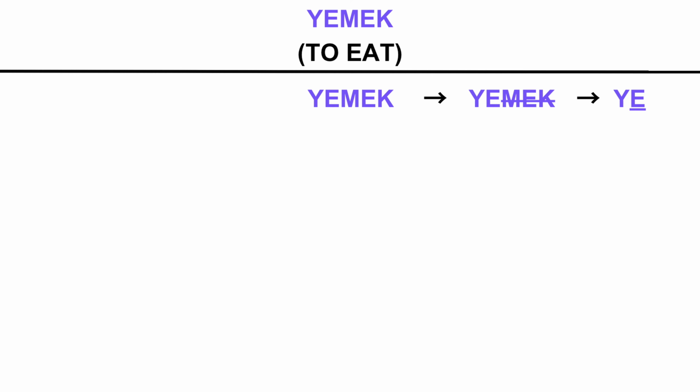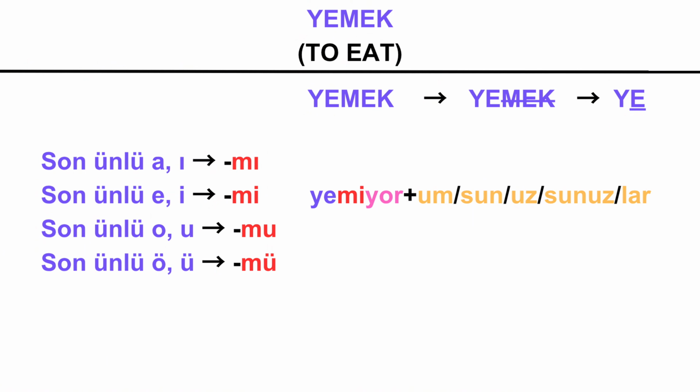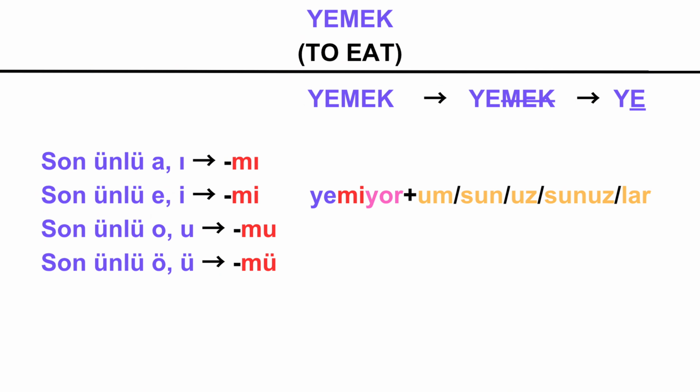Now look at another verb, yemek. Again, yemek, I get rid of mek. I have ye. Last vowel, and in fact the only vowel, is e. That's why I look at my second row. Son ünlü, last vowel, is e or i. Then I add me. Yes, last vowel in fact is e. That's why I will use me. Ye, me, present continuous suffix, yor, and then my personal suffix.